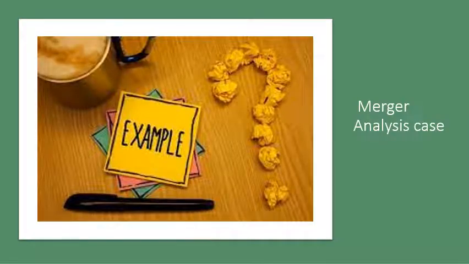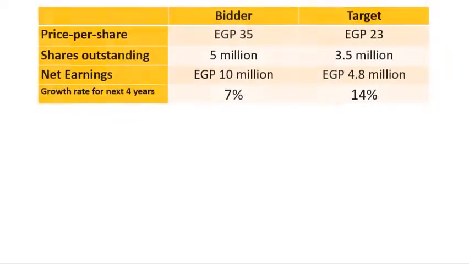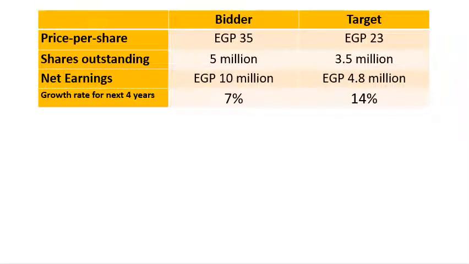Let me give a simple case study about merger analysis. Given the following data about two companies which want to merge, the bidder company has 5 million shares. Each share is currently traded at 35 Egyptian pounds, and it expects to get net income of 10 million Egyptian pounds at the end of the current year, and expects this amount to grow at 7% for the next 4 years.